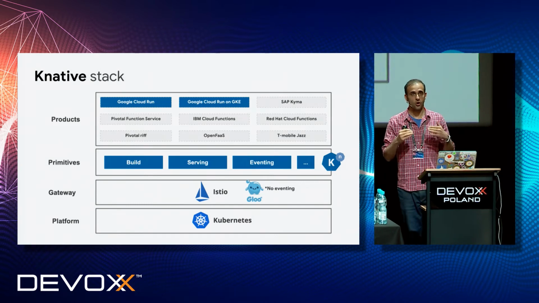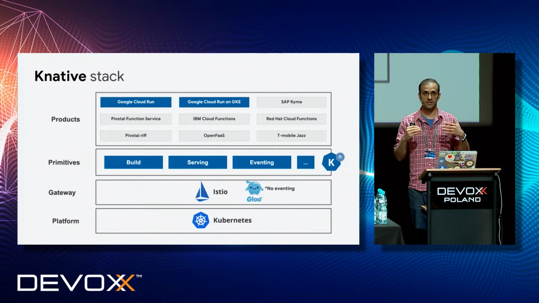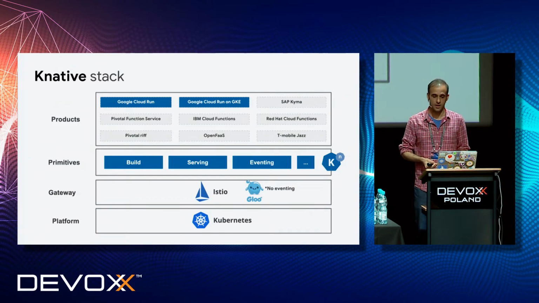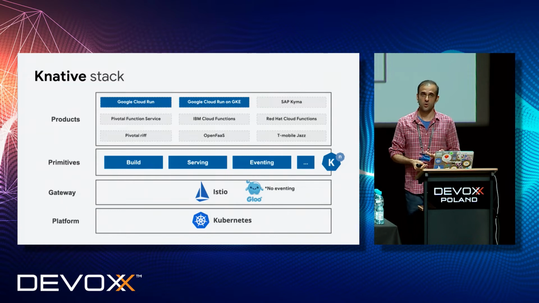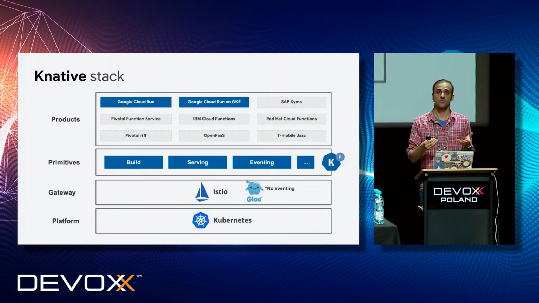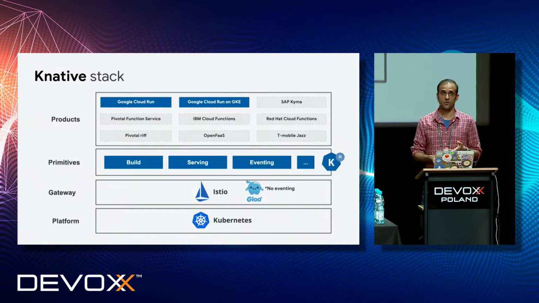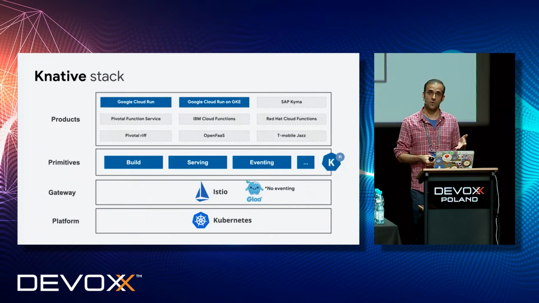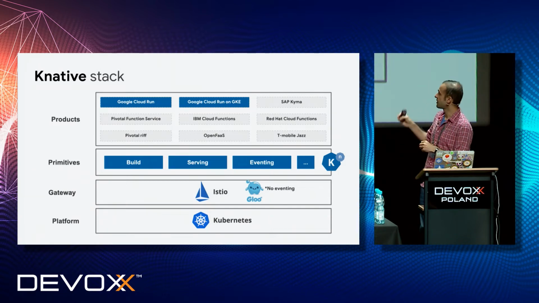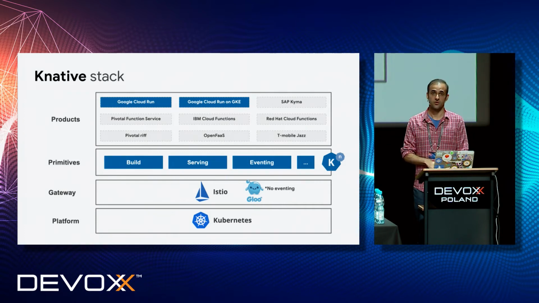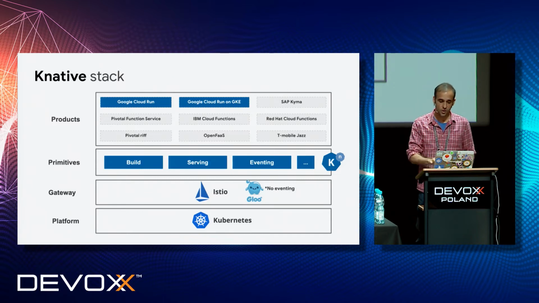And the idea is that on top of Knative, you have these products that are being built for developer experience. For example, on Google Cloud, there's something called Google Cloud Run, which is the managed version of Knative, or Google Cloud Run on GKE, which is the managed version of Knative on Google Kubernetes Engine. And there's other products from other companies that are being built on top of Knative. So the idea is that you will have Knative as the underlying platform for serverless, and then you will have different products from different cloud providers that will provide the further developer experience on top of Knative.